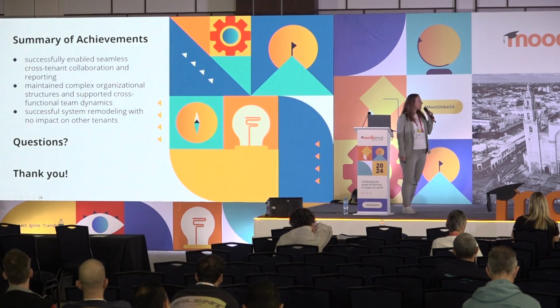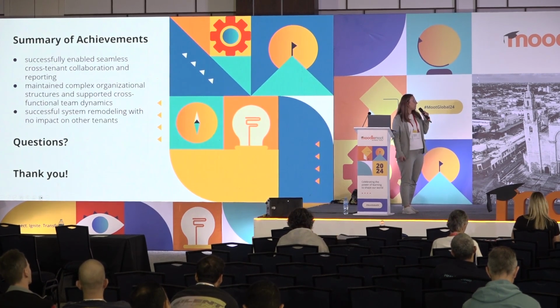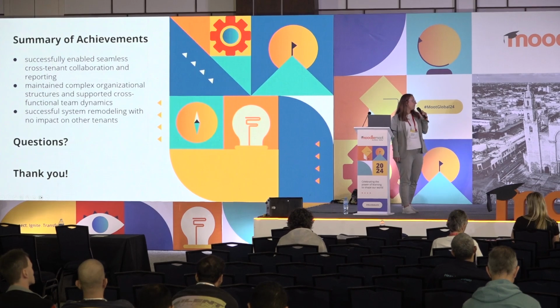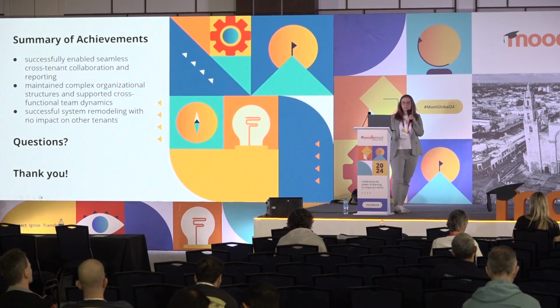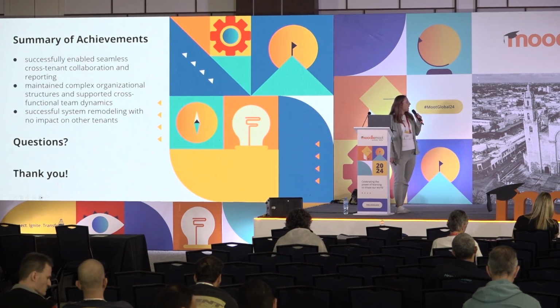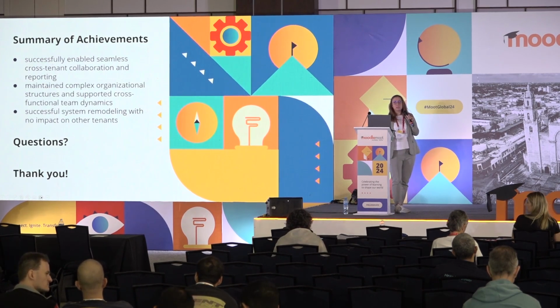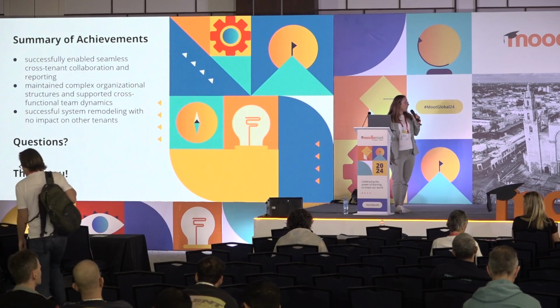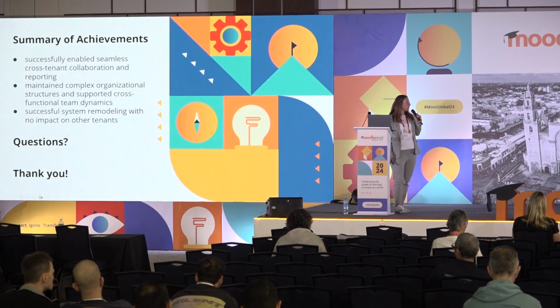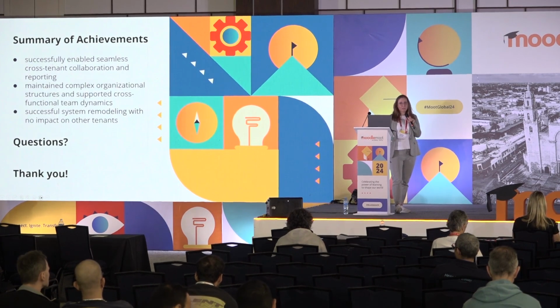So now we are coming to the end. The summary of the achievement is that we set up an umbrella brand strategy, and we could successfully enable seamless cross-tenant collaboration and reporting, and maintain the complex organizational structure. And we had no impact on other tenants through that remodeling process. Okay, thank you.